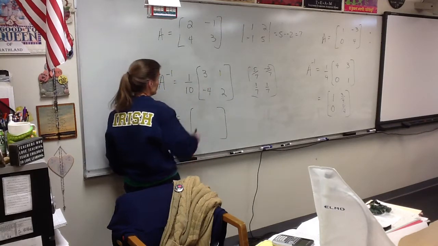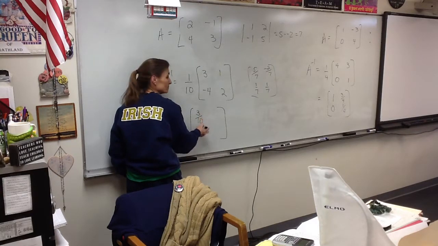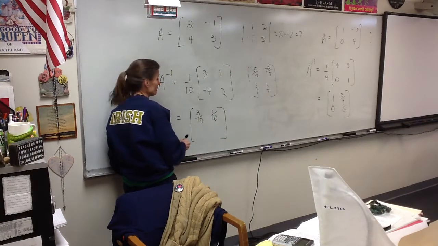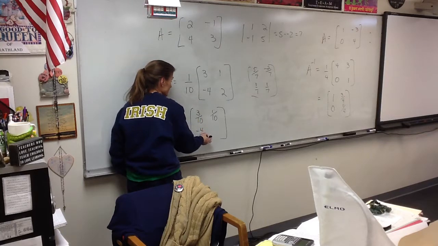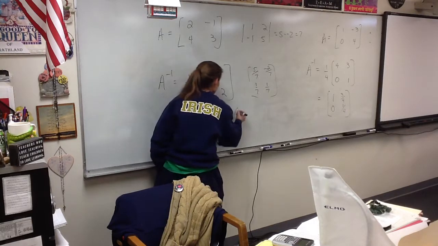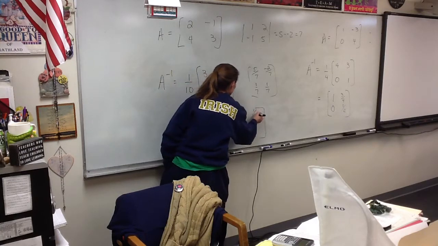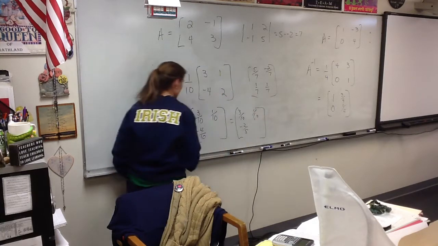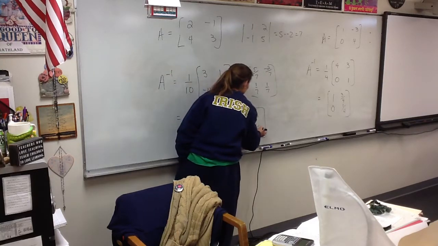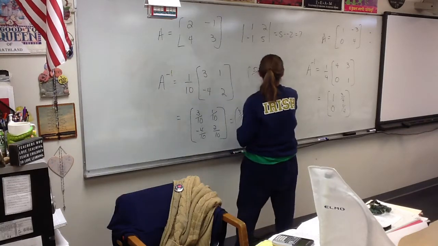All right, here we go. So now what will go right here? 3/10, 1/10. Now watch it. This will be -4/10. Can't you reduce it? 2/5. All right, I'll make another step. That's going to be -2/5. And what about 2/10? 1/5. So there's our inverse totally reduced. Do you have to totally reduce it? Yeah.